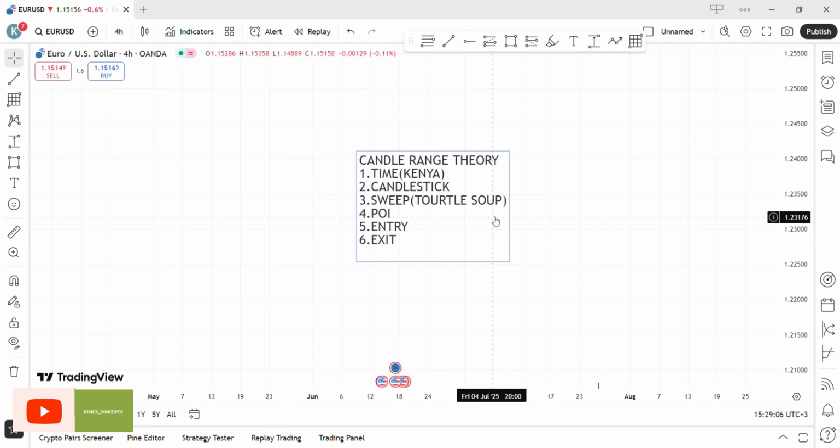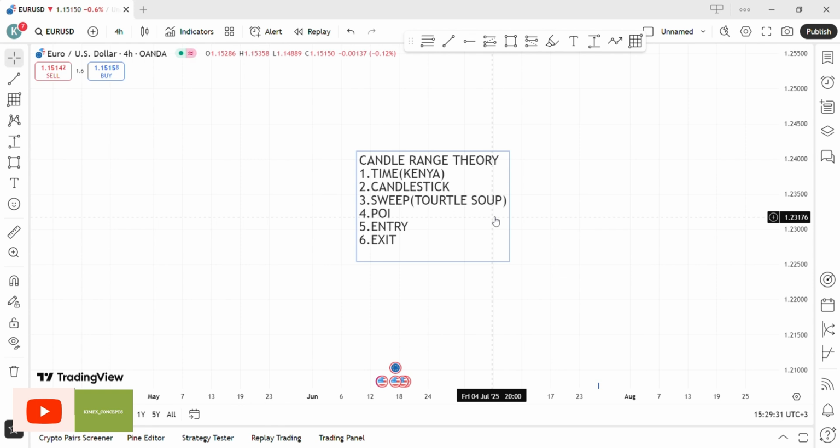in Kenya. So very soon I'll be making another video on this CRT for other traders, but specifically this video is meant for the Kenyan traders. So if you are within Kenya, this video is meant for you. We are going to cover the first subtopic, that is time. The second, candlesticks. Which candlesticks are we going to focus on marking on the CRT?